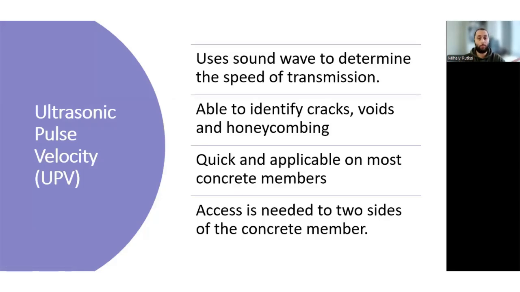Now, ultrasonic pulse velocity measures the speed of transmission through any given element. It is suited for finding voiding within elements, as the speed will be slowed in any sort of voided or honeycomb materials compared to solid construction. This method is most suited for elements where there's access to both sides, so the transmitter and receiver can get a direct transmission for best results.